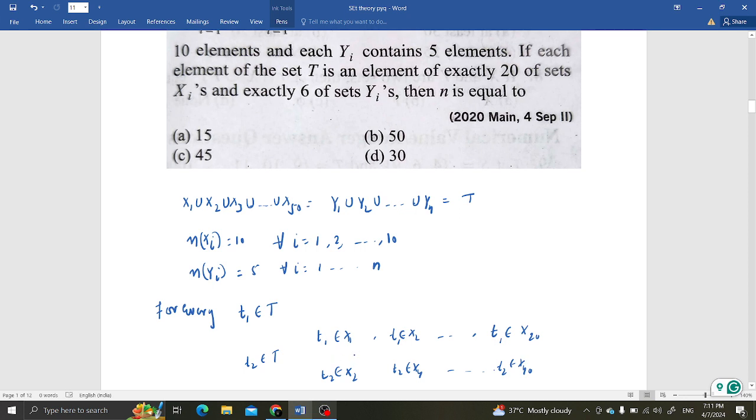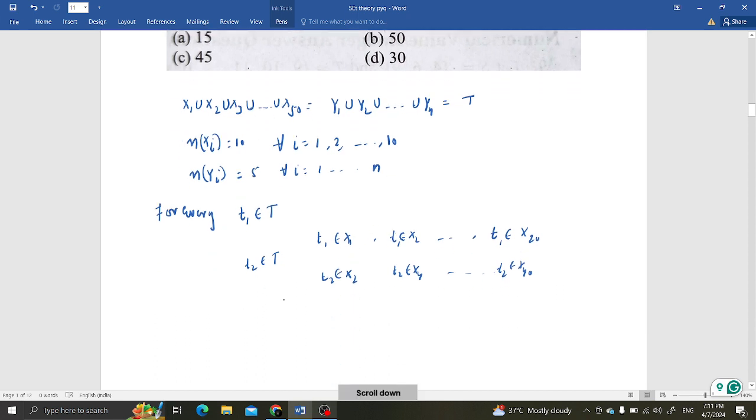Next, they are saying that it is also an element of exactly 6 sets of Yi's. At the same time, T1 also belongs to, without loss of generality I will assume, Y1. T1 also belongs to Y2, T1 also belongs to Y3, T1 also belongs to Y5.